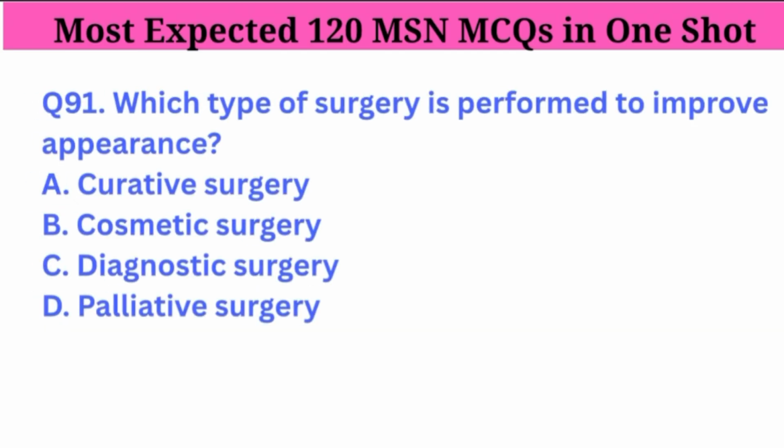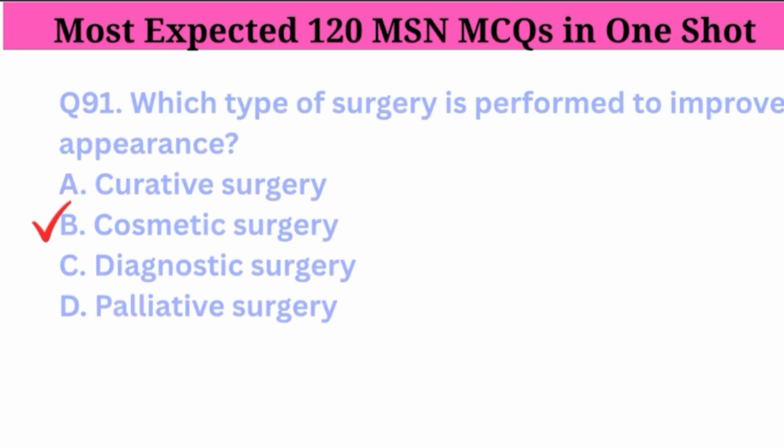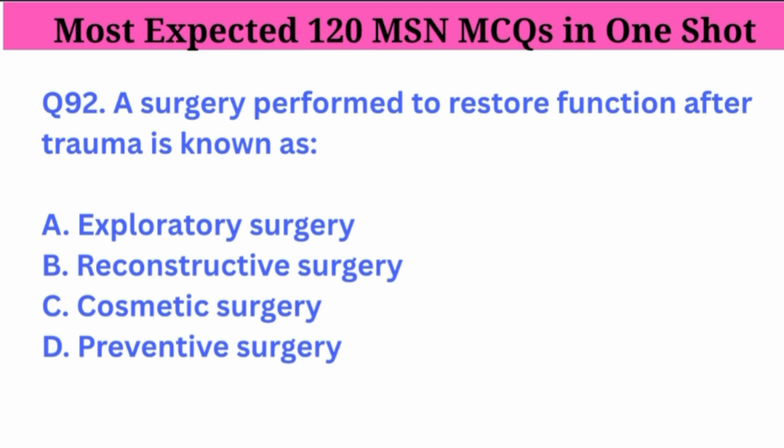Which type of surgery is performed to improve appearance? Your correct answer is option B. Cosmetic surgery. A surgery is performed to restore function after trauma is known as? Your correct answer is option B. Reconstructive surgery.